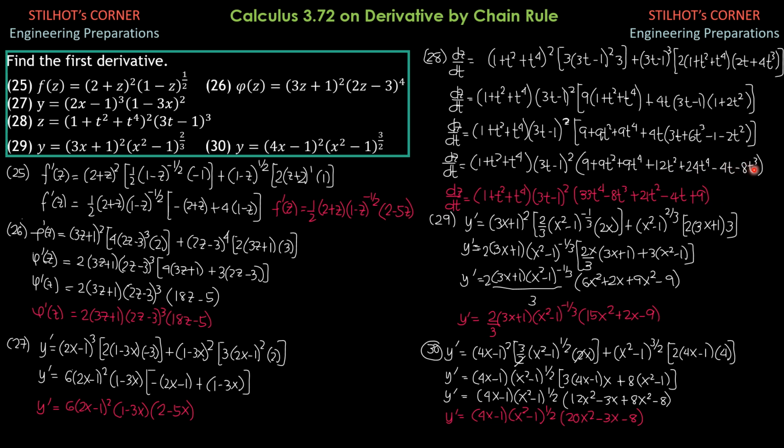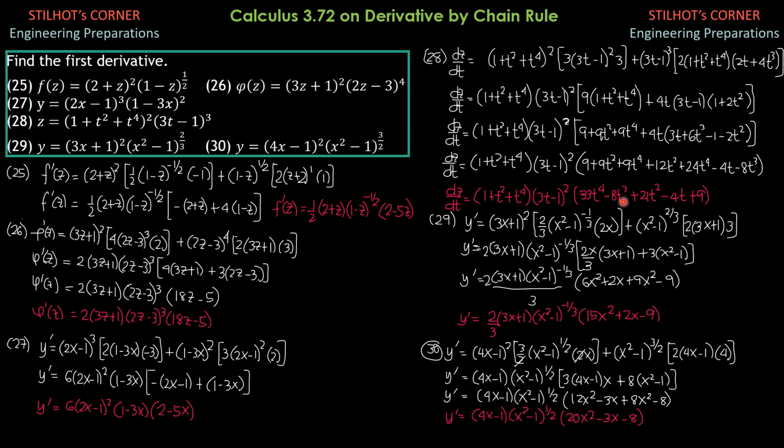simplify these terms inside by combining like terms. So beginning with the highest degree term, 9t to the fourth plus 24t to the fourth is equal to 33t to the fourth. So quantity 1 plus t squared plus t to the fourth times quantity 3t minus 1 squared, then times quantity 33t to the fourth. For the cube, we have negative 8t cubed.